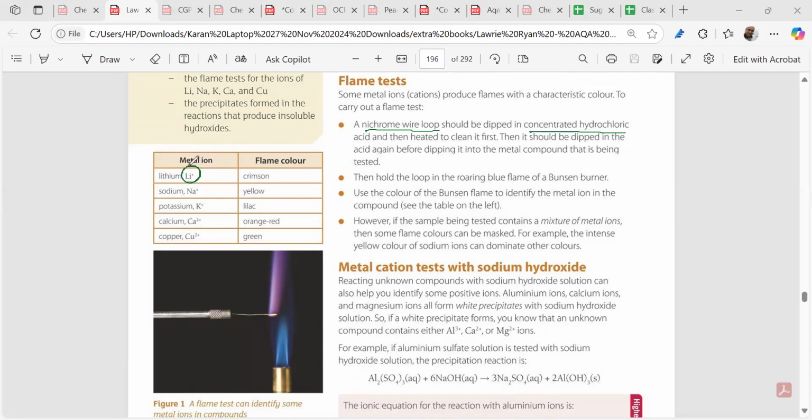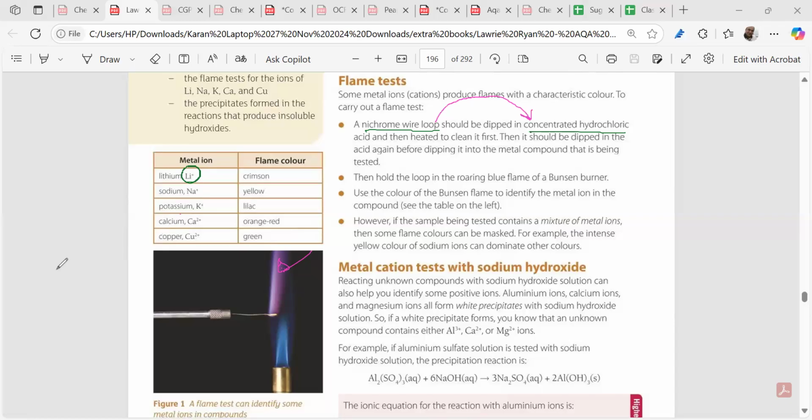It is the element which we test, right? Not all elements give you a flame color. What we do, we take the nichrome wire, we dip it in concentrated hydrochloric acid, and we bring it to the flame. Dip it, bring it to the flame, till there is no yellowish flame, right? We burn the impurities to remove them.